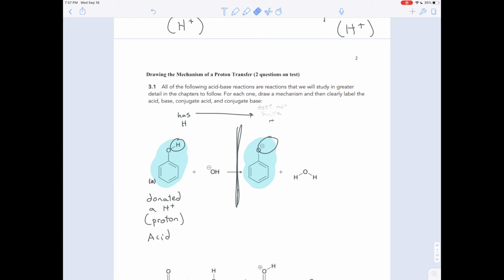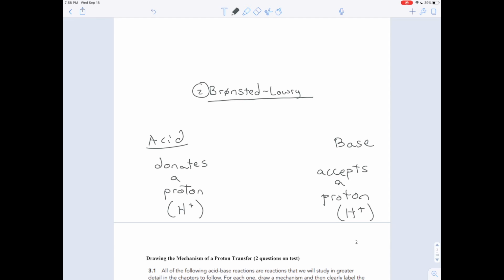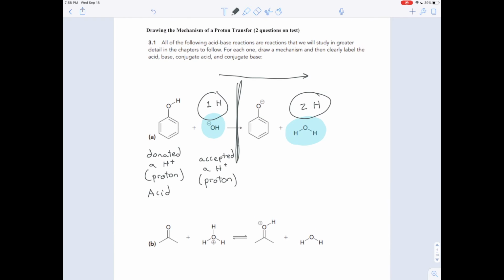Okay. We can play the same sort of game with the other molecule. Let's look at this one and compare it with the thing on the right side of the arrow that resembles it. On the left, this only has one hydrogen in the whole molecule, and on the right, we have two hydrogens. So what must have happened? As you go from the left to the right, if you start with one and you end up with two, you must have accepted a hydrogen. In other words, you accepted a proton. And if you accept a proton, that, in the Bronsted-Lowry definition, makes you a base. So this molecule is a base.